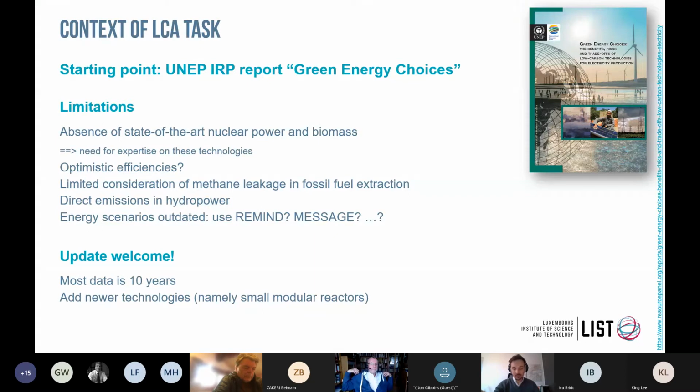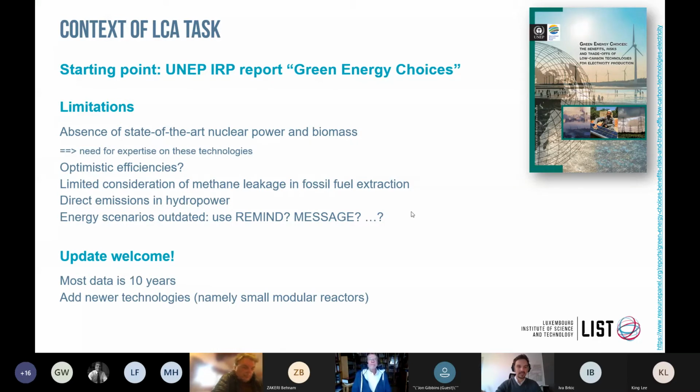We did not consider direct emissions in hydropower because it varies very much depending on latitude and depending on the kind of valley or reservoir that you're actually flooding. So you have a lot of biogenic CO2 or CH4 emitted for hydropower. If this is something you know, or you have an idea where to find the data, that would be really great.